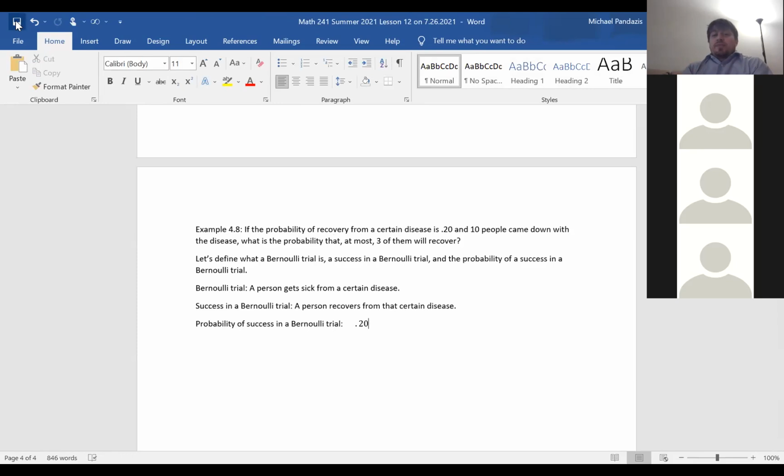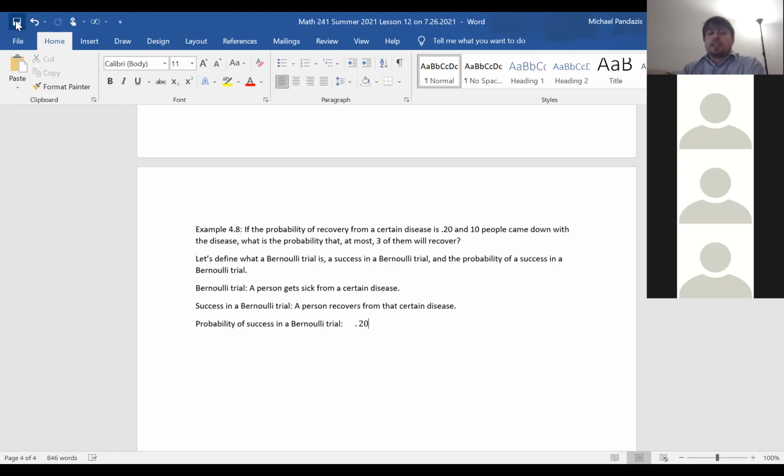In the end, we want the probability that at most 3 of them will recover. But we want at most 3 to recover out of 10, right? We're doing 10 Bernoulli trials, and we want the probability of at most 3 successes in the 10 Bernoulli trials, right? If there's 10 people that get sick, we want to know the chance that at most 3 of them recover. Well, each individual person gets the disease, and either recovers or doesn't. And so for each of the 10, the Bernoulli trial is that any one person, any one of those 10, gets sick.